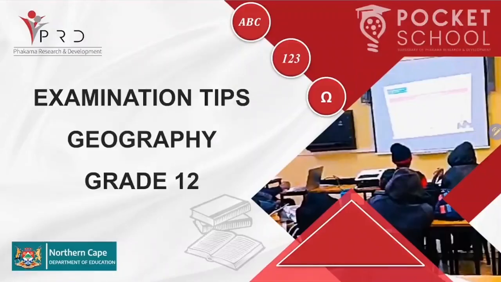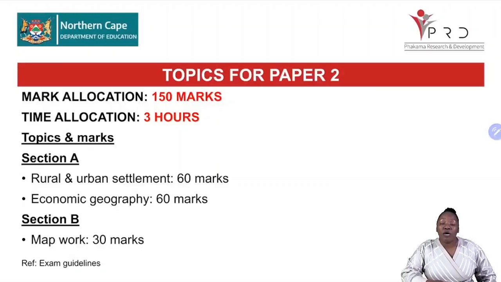Then, to go through our exam tips for paper 2, we're going to start with the structure of the paper, where we're looking at the mark allocation, which is 150. After that, we're looking at the duration for the paper, which is 3 hours. Then to further break down our question paper, it has 2 sections, section A as well as section B. Under section A, you will have your question 1 as well as your question 2. Both question 1 and question 2 will carry 60 marks. And then section B is where you will have your map work questions with 30 marks.